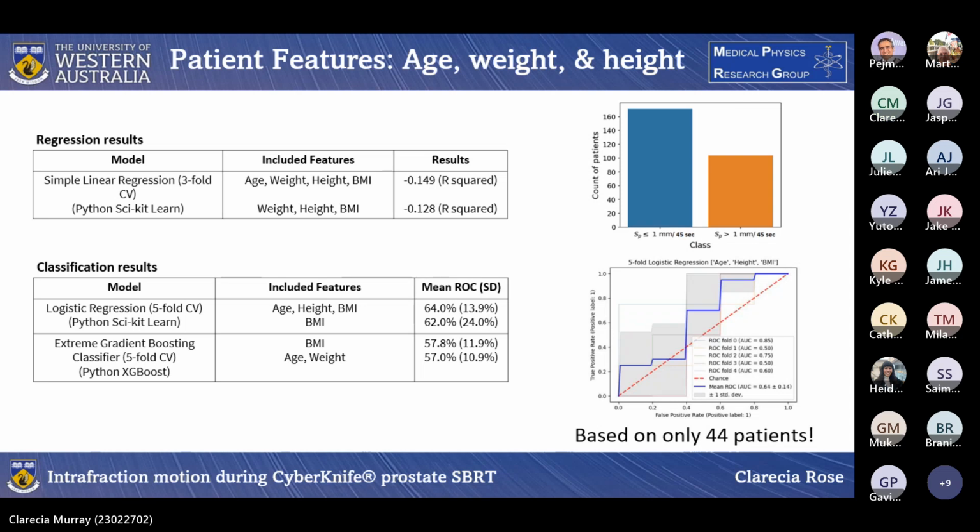mean area under the receiver operator curve of 64%. However, BMI performed not very far behind, with the mean area under the curve of the ROC curve being only 2% less. Unfortunately, due to limited height availability, any models that included height or BMI could only be based on 44 patients.